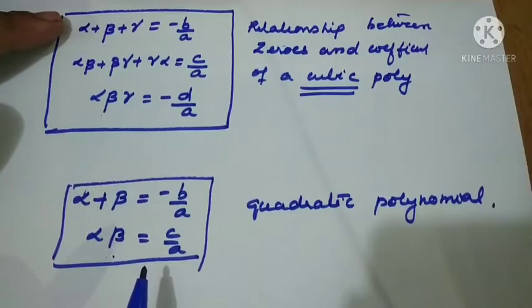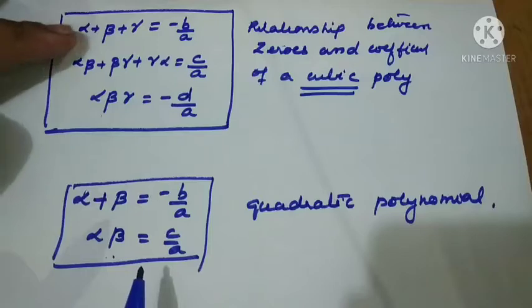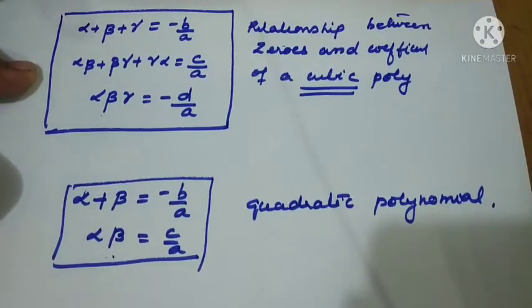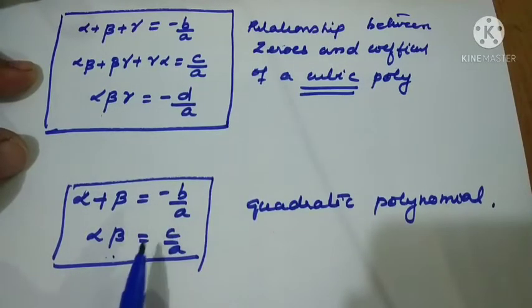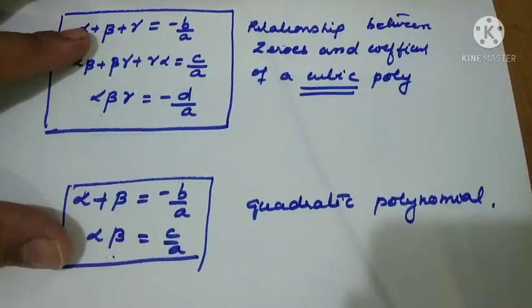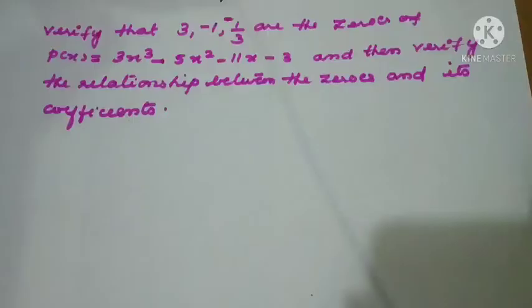So when three zeros are possible, then alpha plus beta plus gamma equals minus b by a, and the sum of the products of the zeros taken two at a time equals c by a, then alpha beta gamma equals minus d by a. Again, the sum of the two zeros for a quadratic polynomial is minus b by a, and the product of the two zeros for a quadratic polynomial is c by a. This part you must remember. It's very important. Based on this, you will get questions in the board paper.